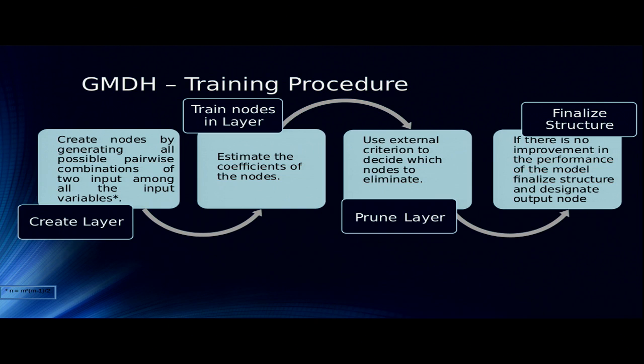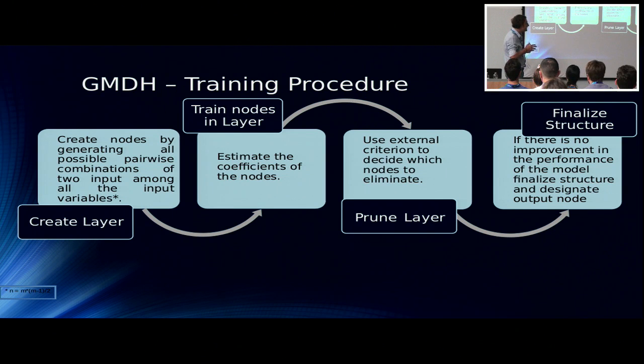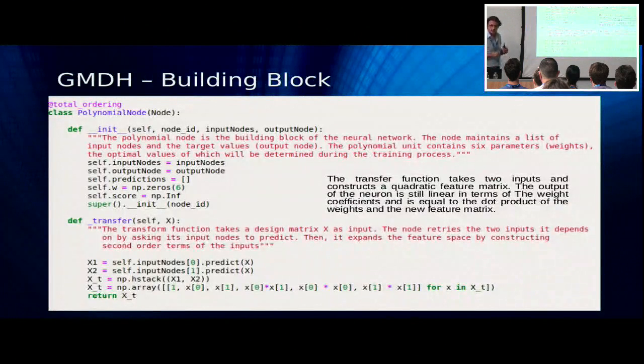Have we improved by adding a layer? Is the best node in the current layer better than the global best node? If yes, we continue construction of new layers. If not, we stop and designate the best node as the output node of the whole network. So this is very easy to model from scratch in Python, really.